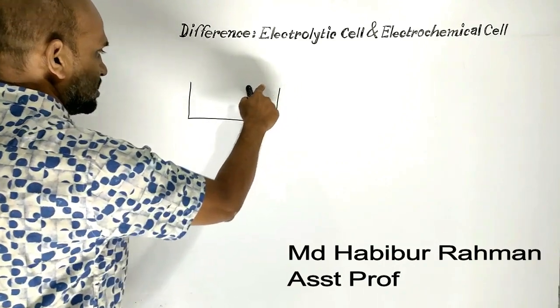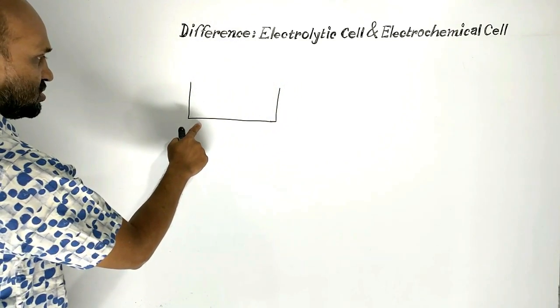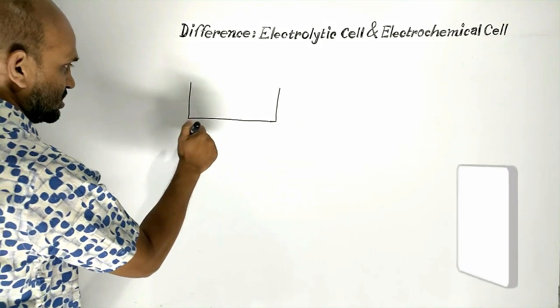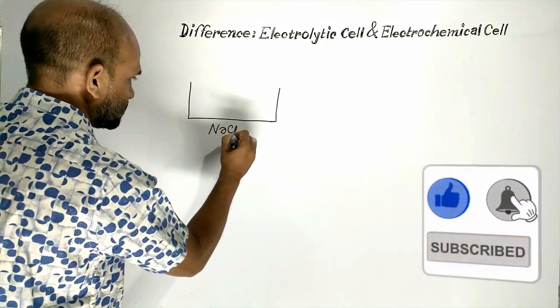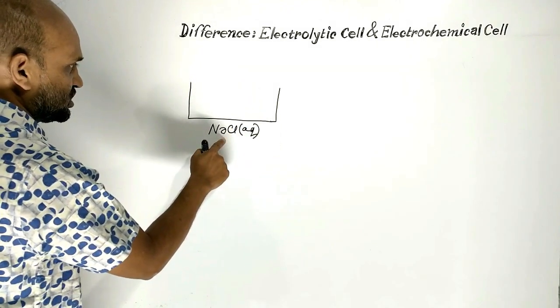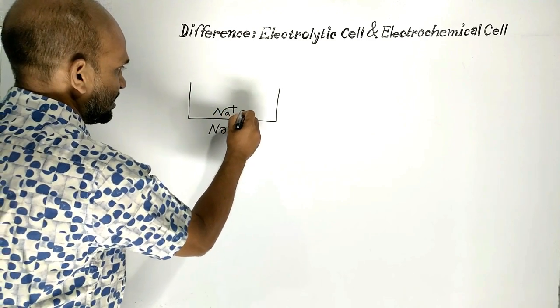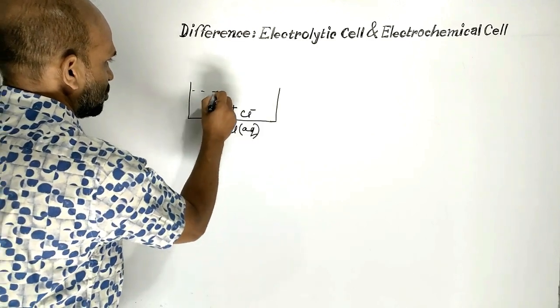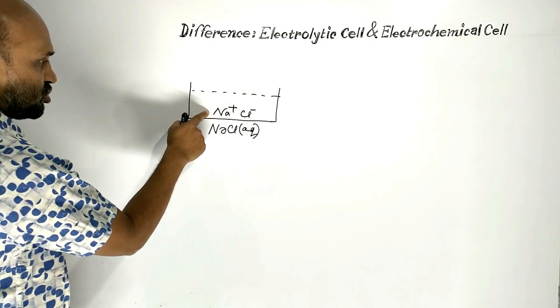Firstly, electrolytic cell. This is a glass vessel or ceramic vessel in which a solution of sodium chloride has been taken. Sodium chloride remains as ions, sodium ion and chloride ion. Electrolytic solution of sodium chloride.